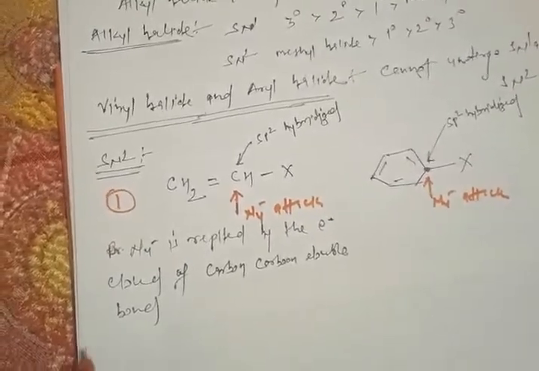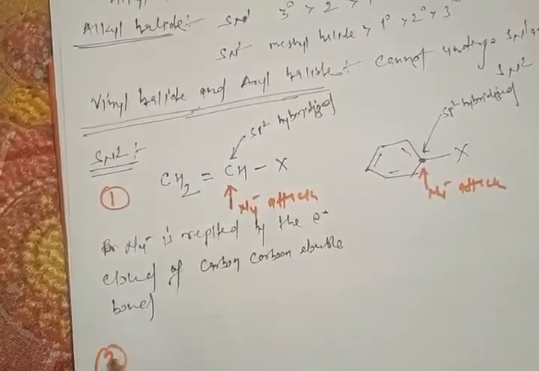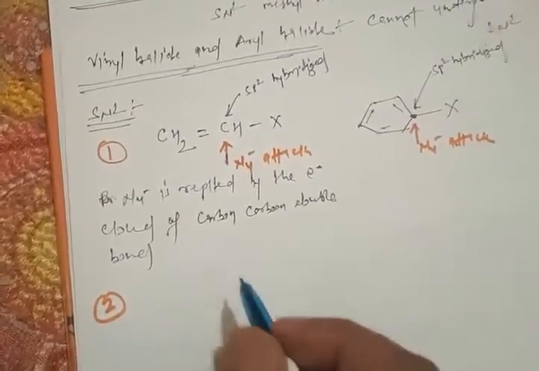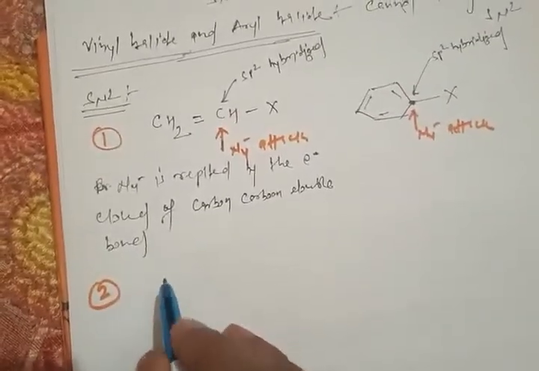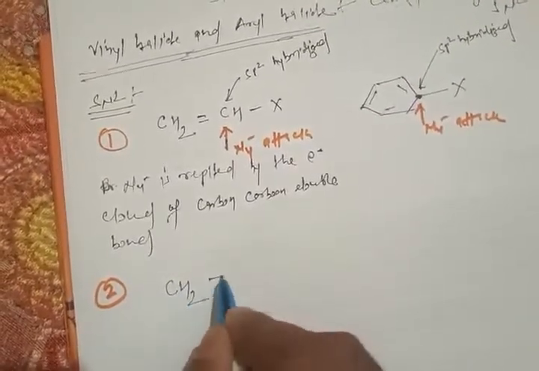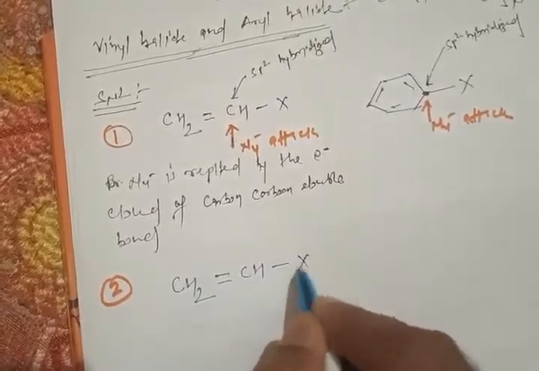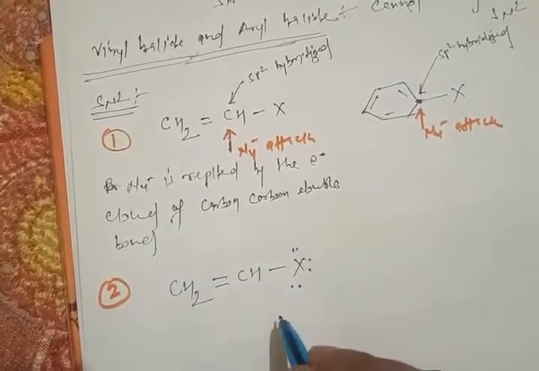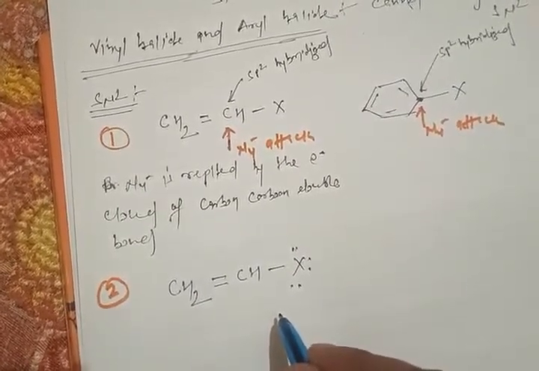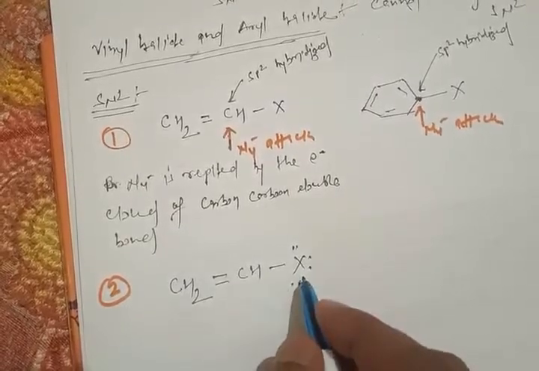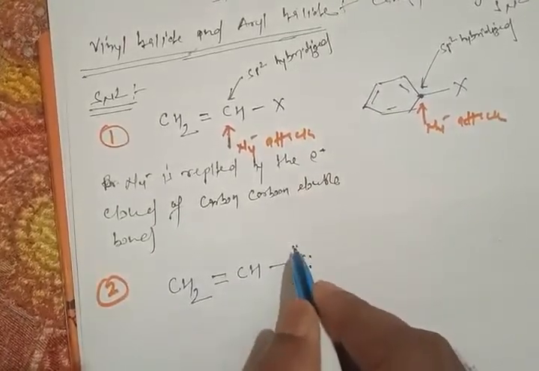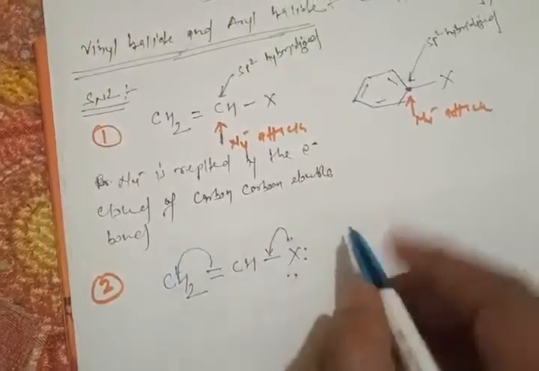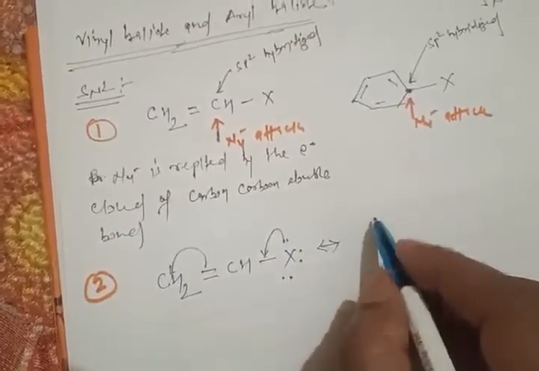Okay, now let's talk about the second reason. What is the second reason? See, in the second case, let's take vinyl halide first. So CH2 double bond CH and X, which contains 3 lone pairs of electrons, and this is a resonance hybrid. This lone pair will shift to this side, and this pi electron will move to this side. And what will happen here, the resonating structure will occur.